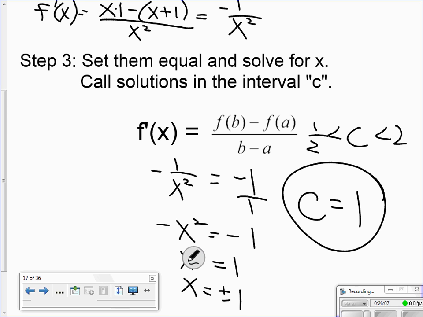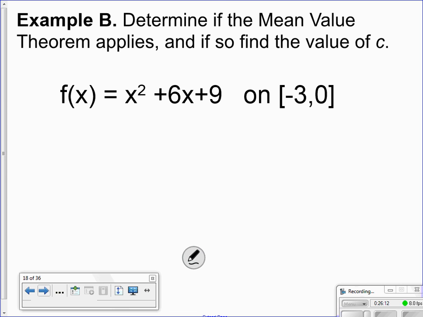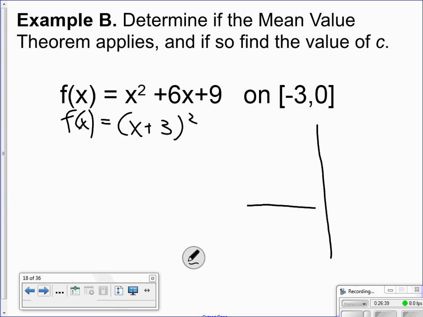Cool. Ready to try another one? Does anyone know what this graph looks like without going to a calculator? It's a parabola. Okay. Now, if I rewrote it like this, could you give me more details? You're starting with y equals x squared. What does that plus 3 in there do to it? Move it left 3. So I already know what this parabola looks like. It's like our friend y equals x squared, but just moved left.